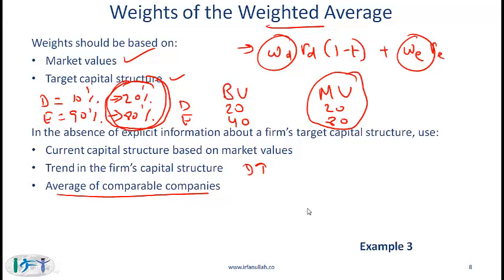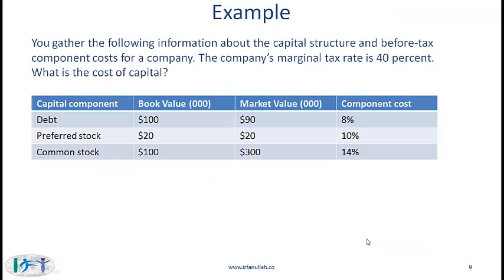And this is illustrated well in example 3. It is a somewhat long-winded example, but the concept is very straightforward. This should be a really simple example given that we've just talked about the subject matter. You gather the following information about the capital structure and before tax component costs for a company. You are given the tax rate, what is the cost of capital. The key point here is that you are supposed to use market values.